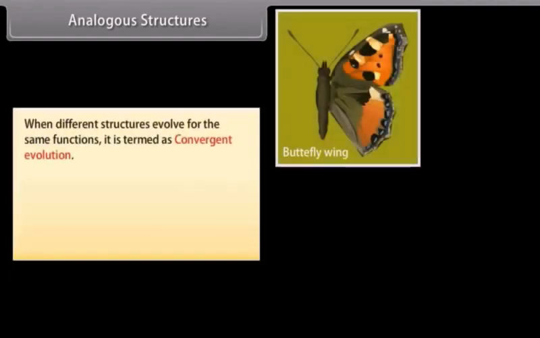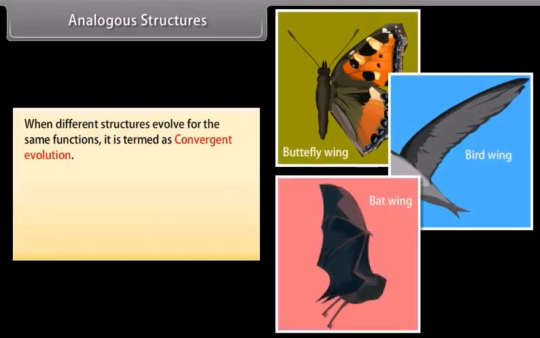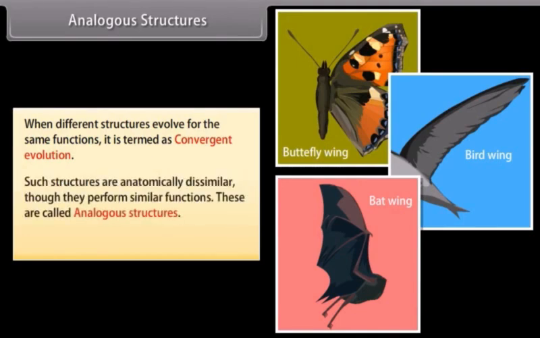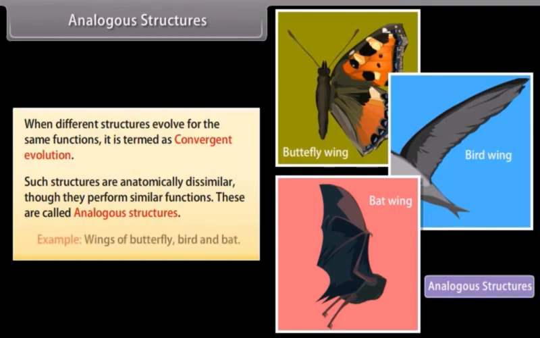Analogous structures. When different structures evolve for the same functions, it is termed as convergent evolution. Such structures are anatomically dissimilar, though they perform similar functions. These are called analogous structures. Example: wings of butterfly, bird, and bat.